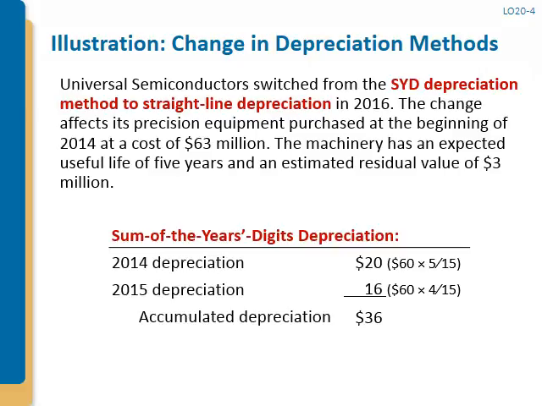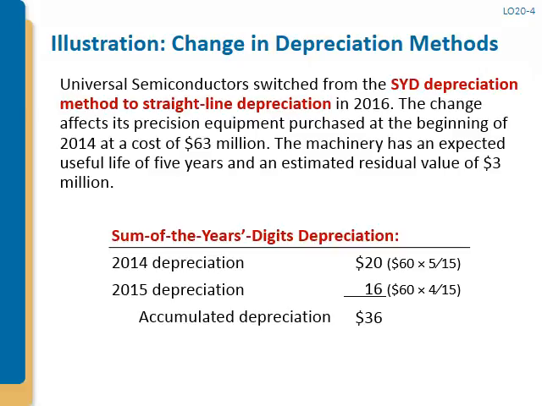Even though the company is changing its depreciation method, it is doing so to reflect changes in estimates of future benefits. As a result, we report the change in depreciation method as a change in estimate rather than a change in accounting principle. For this reason, a company reports a change in depreciation method, say to straight line, prospectively.